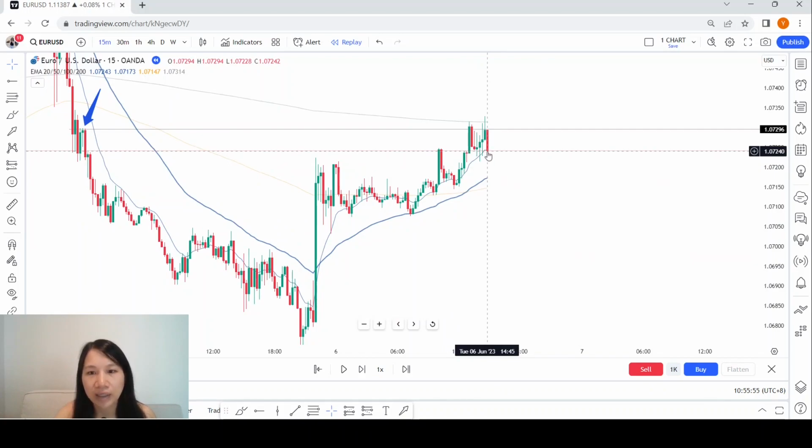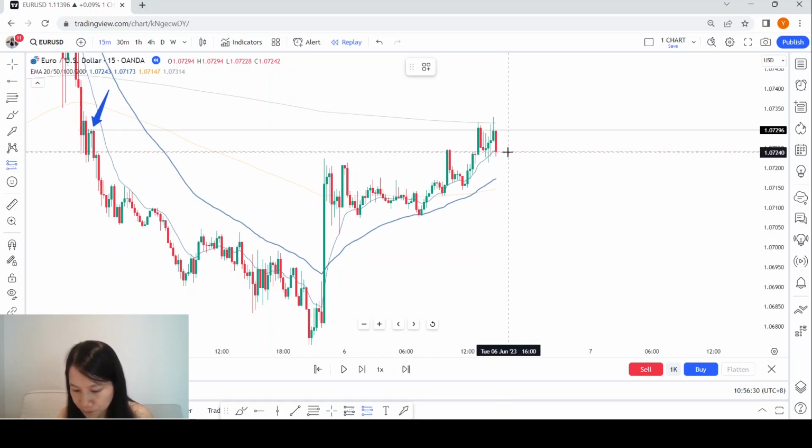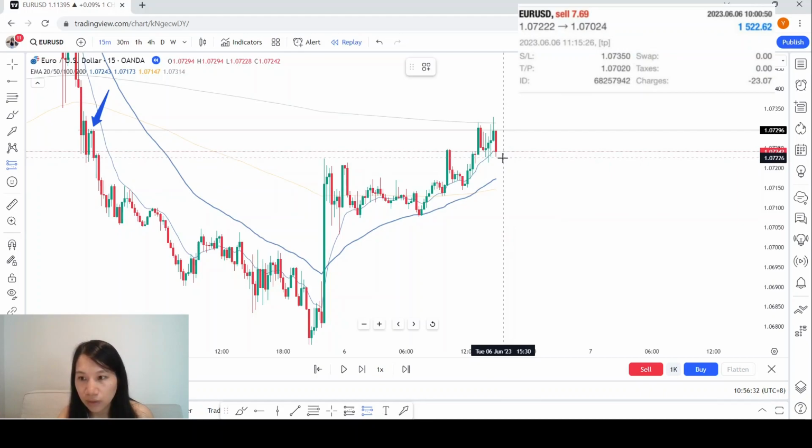By the time I saw this candle appear, I didn't set a limit order. Most of my trades I don't set a limit order unless the candle is way too big, then your stop loss is too far. In that scenario, I will set a limit order in order to get in the trade. So for this one, I didn't set the limit order. Let's see my entry. 1.0722.